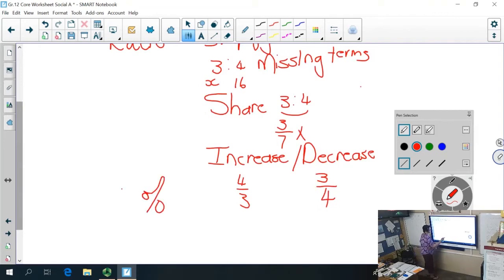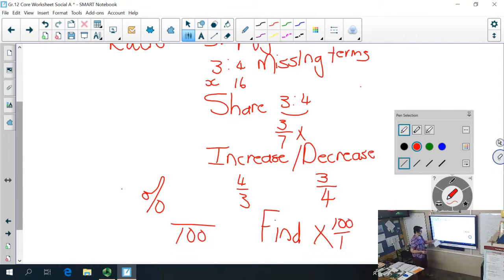Another thing that we need to remember is percentages. Remember, whenever you see that sign, it is over 100 percentages. And then the other method is to find a percentage. Then we multiply with 100/1. That's how you find the percentage. You see the percentage, you put it over 100.